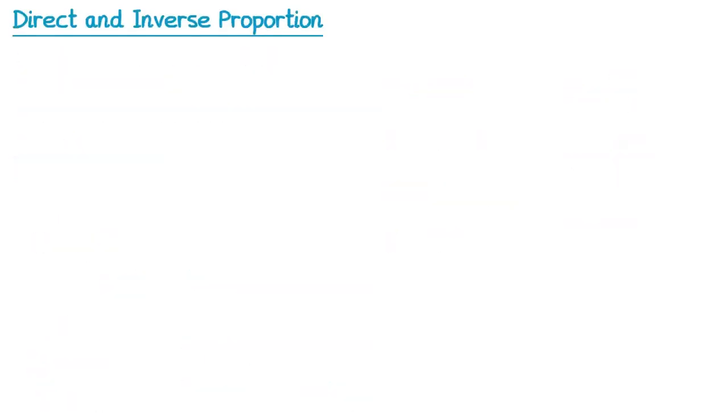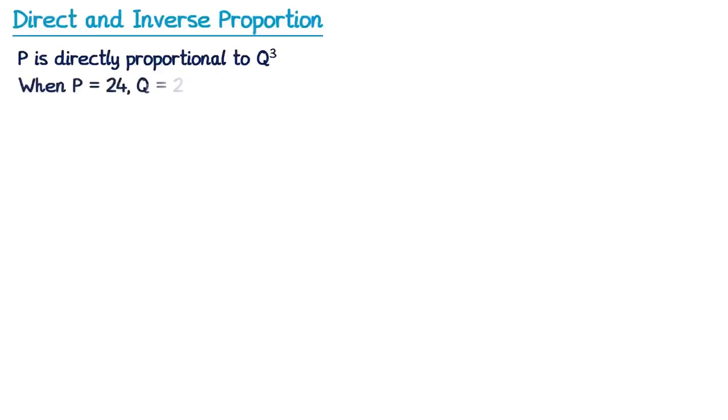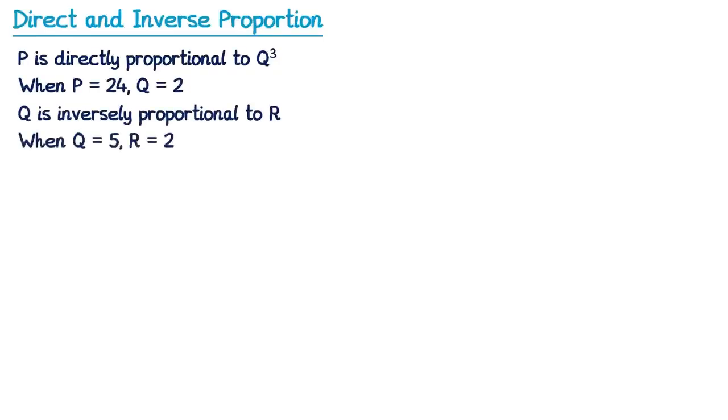Now we're going to have a look at one more question where there's more than two variables, and this type of question is quite popular for Excel in particular. So we have p is directly proportional to q to the power 3, and we're given some values for p and q, and we're also told that q is inversely proportional to r, and some values for q and r. This time, rather than working out our value, we've been asked to find a formula for p in terms of r. To do this, we're going to find the link between p and q, and also the link between q and r. So let's start with p and q.